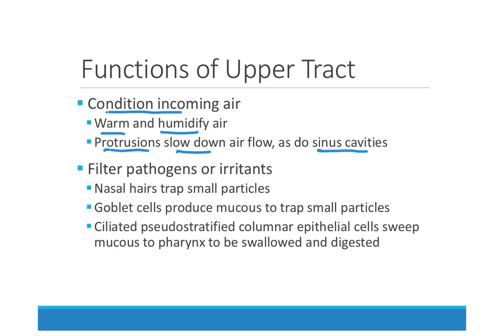The second important function of your upper respiratory tract is to filter out any airborne pathogens or irritants that may be present in the air. You have hairs just inside your nose, inside your nasal cavity, to help trap small particles. There are special cells called goblet cells that produce mucus that line the upper respiratory tract, or at least the nasal cavity, to trap these small particles, to collect the bacteria, viruses, fungi, dust.